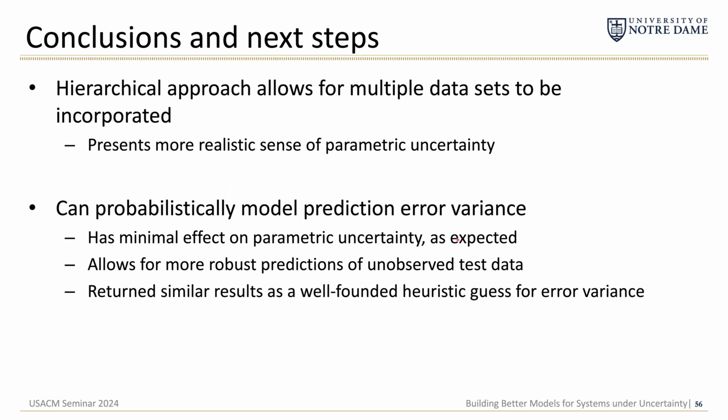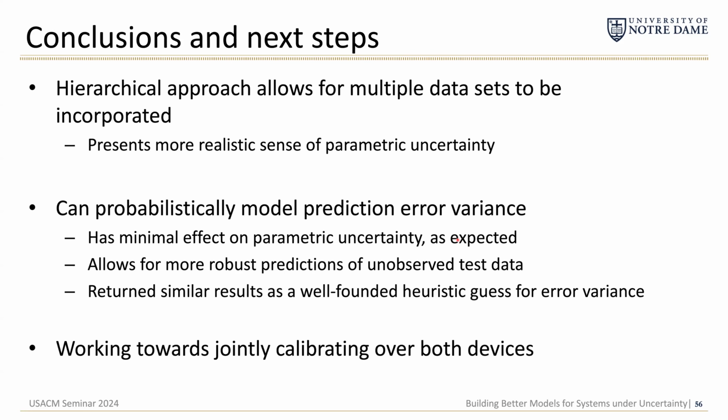And then lastly, we just saw this nice result that it returns similar results as our well-founded heuristic guess for the error variance, which I think helps support the model selection results I had shown earlier. So currently we're working towards jointly calibrating over both devices. So we're looking at, okay, what if we take sealed amp prepare 1 and 2? What if we take all that test data and do it together for one joint calibration? And that's something that's ongoing right now.